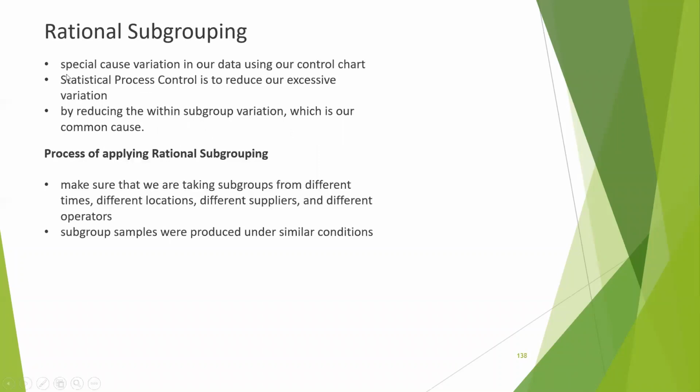Okay, this is rational subgrouping, special cause variation. As we discussed, some special cause is going to happen because of some situation, and you can create that into a different subgroup. So that kind of unwanted high point or noise point can be avoided by doing subgrouping. So the SPC control chart is to reduce our excessive variation. For that only we are using this, by reducing the within-subgroup variation, which is our common cause.